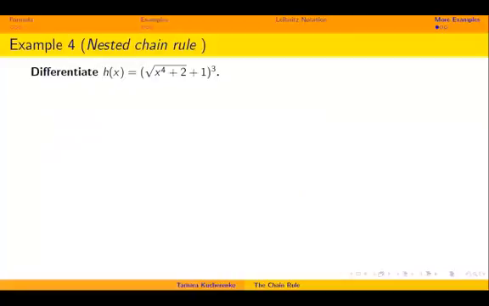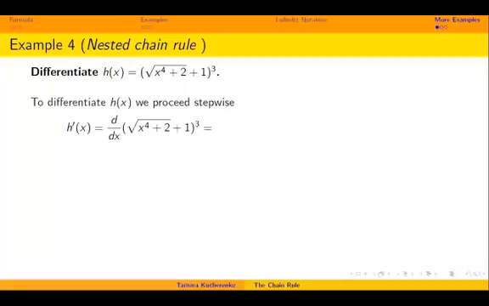Our next example is a nested chain rule. We need to differentiate h of x equals radical of x to the 4th plus 2, plus 1, cubed. To find the derivative of h, we proceed stepwise.